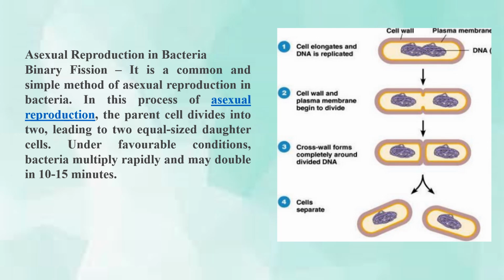This is how you can see. Now they have both separated into individual cells. So it is a common and simple method of asexual reproduction. In this process, the parental cell divides into two, leading to equal sized daughter cells. Under favorable conditions, bacteria multiply rapidly and may double 10 to 15 times. So this is a simple method of asexual reproduction.